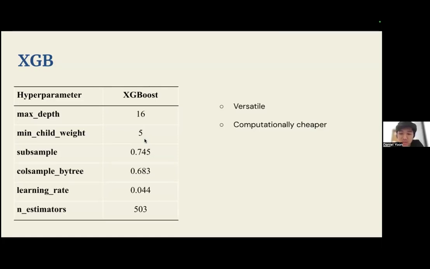All right, so the last model that we tried was XGBoost because we wanted to try something that was not a neural network, and it has the benefits of being computationally cheaper and more versatile because it's a smaller hypothesis class. For XGBoost, we tuned our hyperparameters using Bayesian optimization. After 100 studies of Bayesian optimization, on the left, these are the hyperparameters that we got for XGBoost.